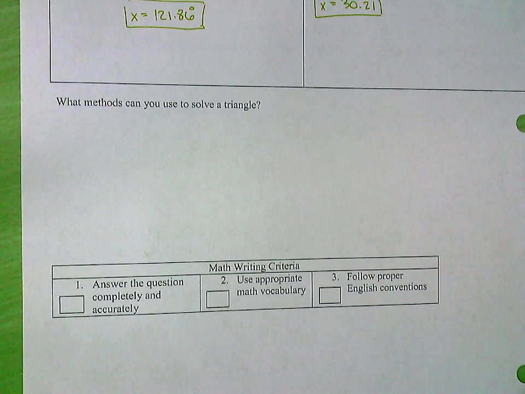Now law of sines and cosines. What's different about that than using your trig ratios? What's the difference? One is for what type of triangle? Right. Right triangles. Trig ratios are for right triangles. Law of sines and law of cosines, that's for any triangle. Trig ratios mean these are special right triangles.